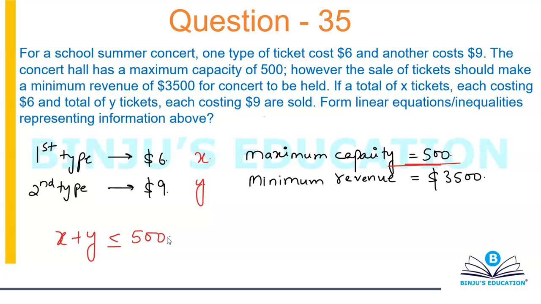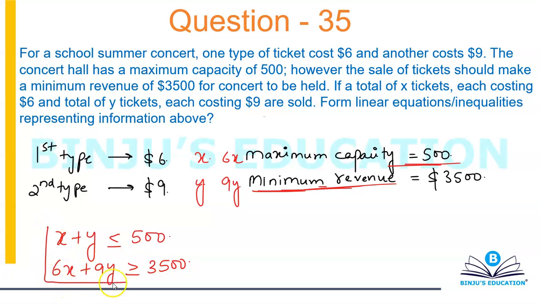Now the revenue generated from $6 ticket will be 6X. Revenue generated from $9 ticket will be 9Y. And I need a minimum revenue, which means 6X plus 9Y should be greater than or equal to 3500, because it says minimum, so it can be more than 3500 also. Okay, so these are the two inequalities required, and that will be all, nothing else.